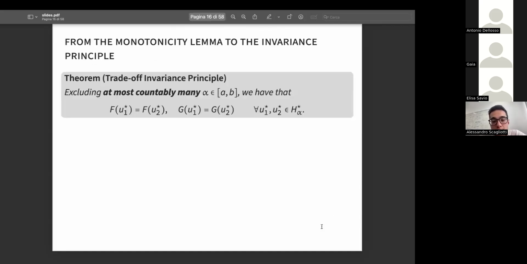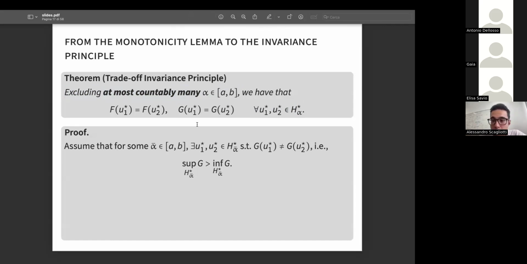Now we are in a position to state the formal statement of the trade-off invariance principle. As you may guess, now we can quantify the number of bad values of alpha: they are at most countably many in this interval. If we exclude at most countably many bad values, then for all the others, if we take any two minimizers of H alpha, the value of F on all the minimizers is going to agree, as well as the value of G.